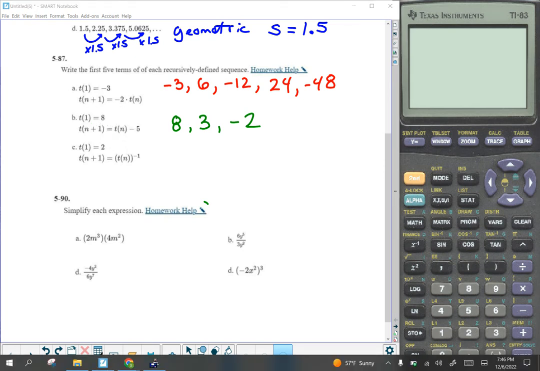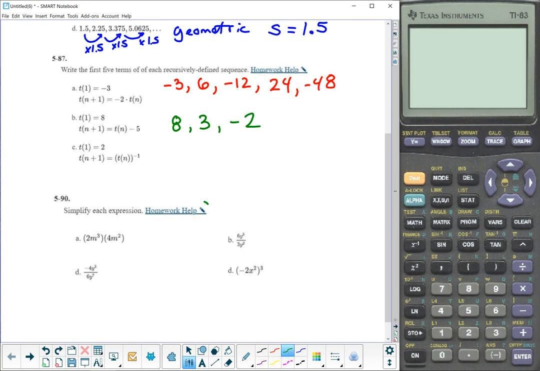right? And then on this one, I'm recursive, and you guys know how I feel about recursive, and we talked about it plenty in class, but recursive is a little tedious. So once you figure out the pattern, it looks like we're subtracting 5. 8 minus 5 is 3. 3 minus 5 is negative 2. And the pattern is right here anyways.